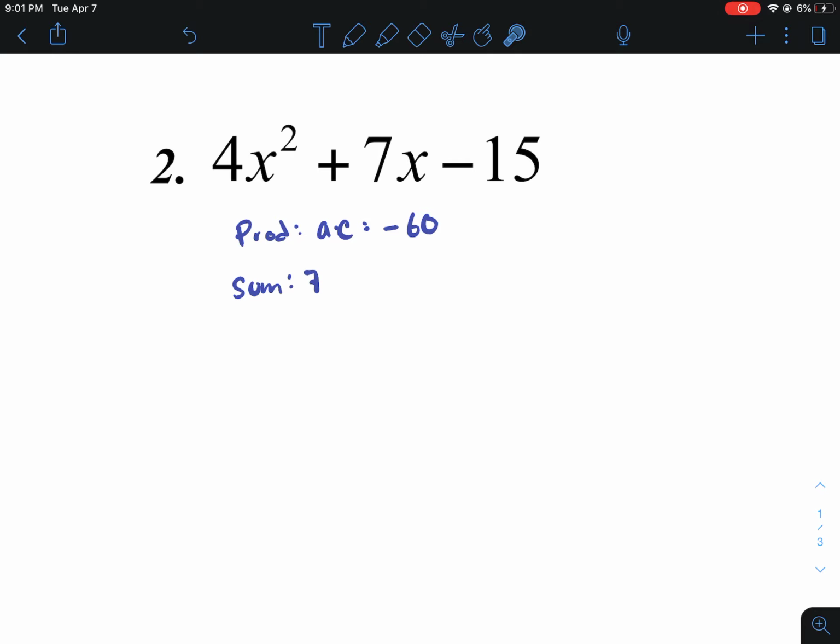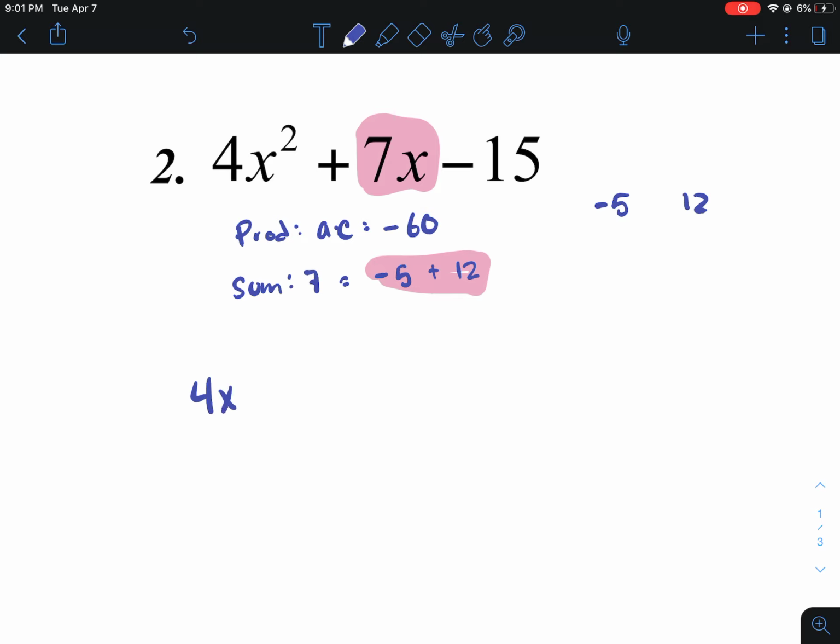So 6 and 10, right? Those combinations wouldn't work because negative 6 and 10 is going to give us a difference of 4. So let's play around with some other factors of 60. 3 and 20, that gap is too big, right? And the numbers we want are 5 and 12, right? Now if we want a sum of positive 7, I need a negative 5. So 7 is negative 5 plus 12, okay? So let's rewrite that 7x using these two numbers.